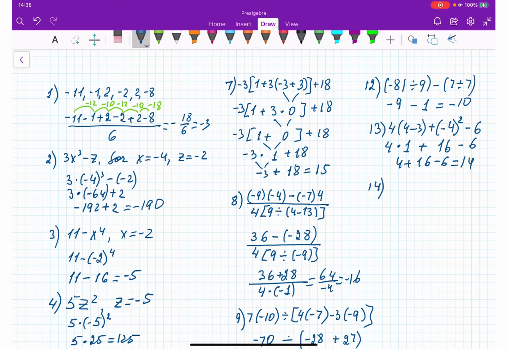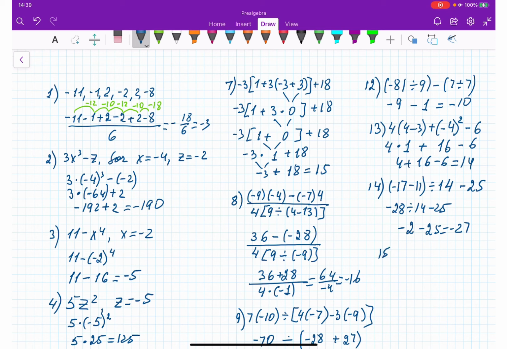Number 14, negative 17 minus 11 divided by 14 and minus 25. So first we are taking care of parentheses, negative 17 minus 11 is going to be negative 28, divided by 14 minus 25. Next, doing division, negative 28 by 14 is negative 2, minus 25. And the answer is negative 27.